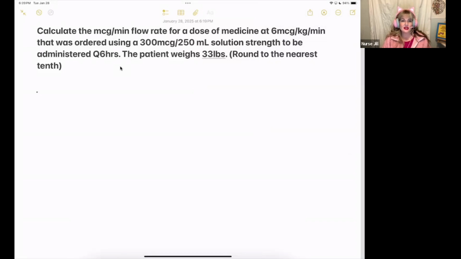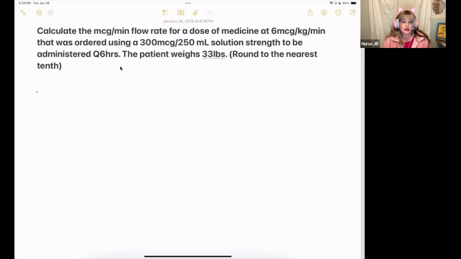So the first question that we're going to look at today is this one. As you can see, there's several components in this question. There's a three factor, there's several different labels with numbers. So let's read this and identify first what the question is asking us. Calculate the micrograms per minute flow rate for a dose of medicine at 6 micrograms per kilogram per minute that was ordered using a 300 microgram, 250 ml solution strength to be administered every 6 hours. The patient weighs 33 pounds, round to the nearest tenth.